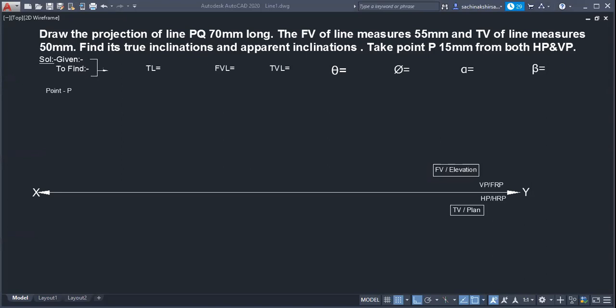Is it possible for you to read? Draw the projection of line PQ, 70 mm long. The FV of the line measures 55 mm and the TV of the line measures 50 mm. Find its true inclination and apparent inclination. Take point P 50 mm from both HP and VP. So is it possible for you to tell what is given in the problem?